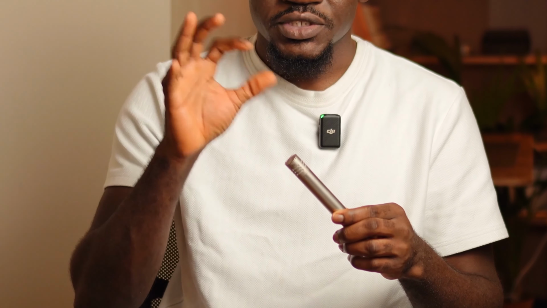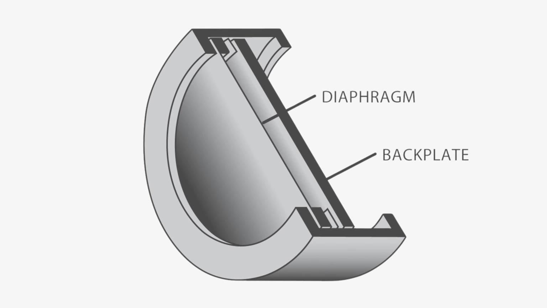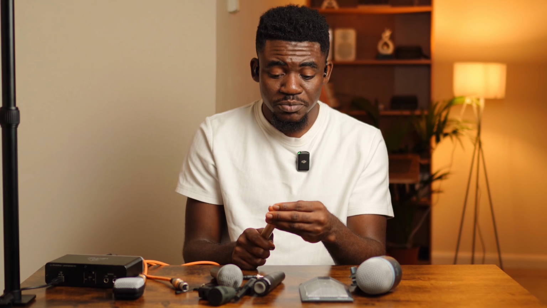Like in the studio. Condenser mics work by using a capacitor, that's like two metal plates in an electric field, to convert sound into electric signals. And because they are more sensitive, they require phantom power, which is typically provided by the mixing console to operate.